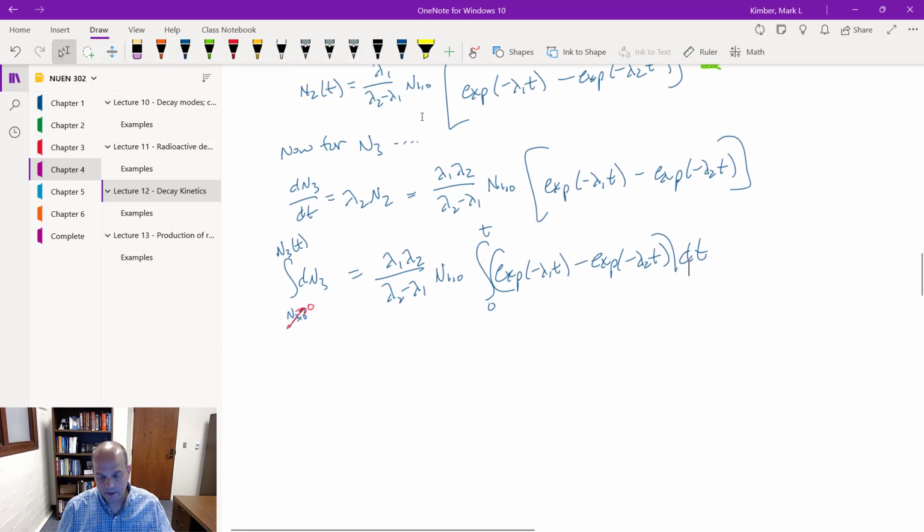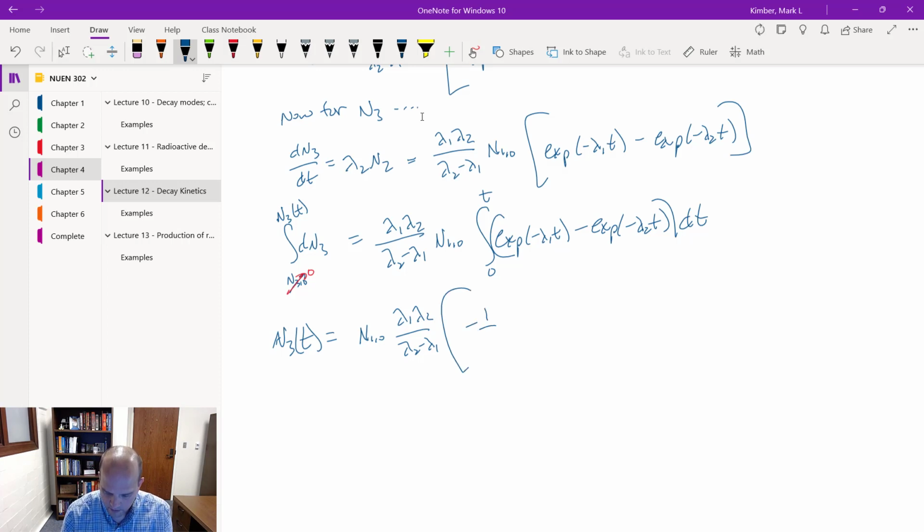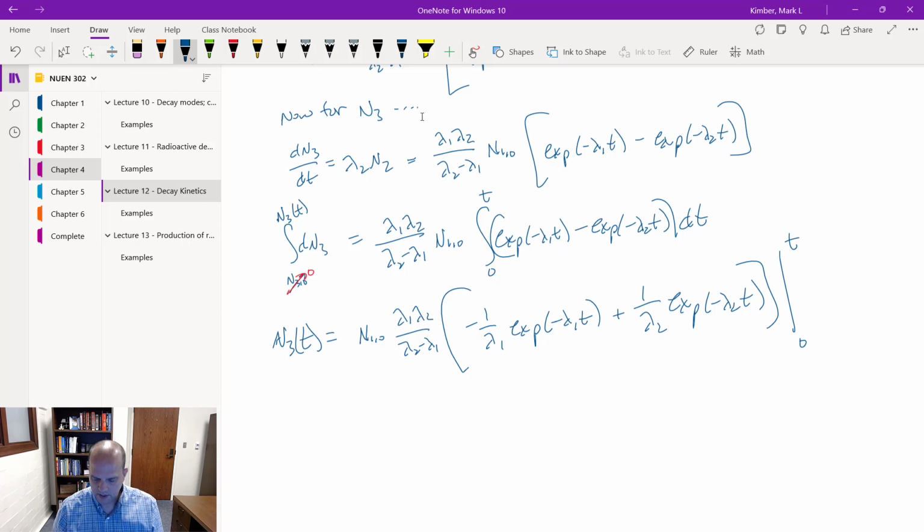So after I integrate that, I'm left with n3 of t on the left-hand side. And I've got this one still out in front, lambda 1 lambda 2. And for the first term, I've got negative 1 over lambda 1 exponential negative lambda 1t. And I'm going to have minus 1 over lambda 2 exponential negative lambda 2t. And this we will evaluate from 0 to t.